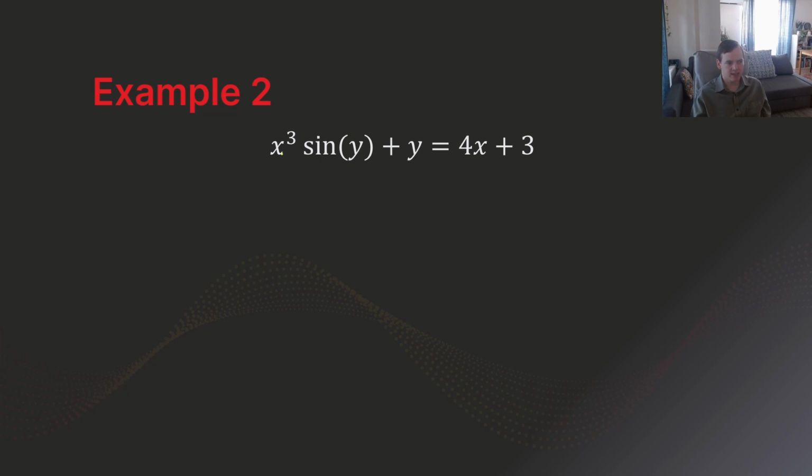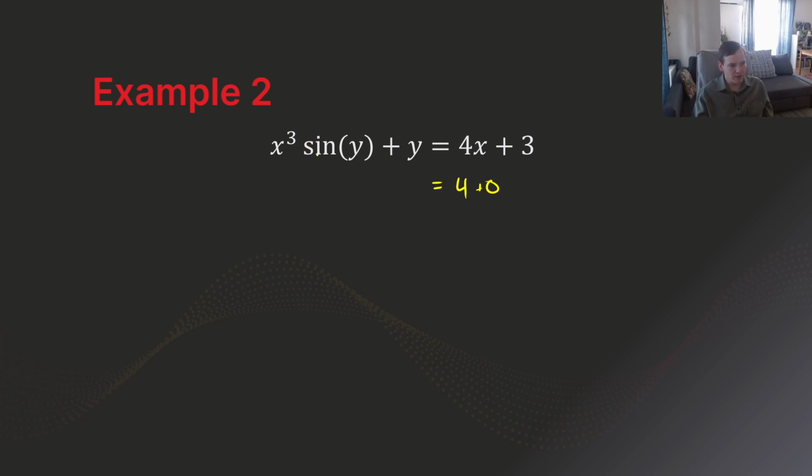All right, as a second example, x cubed sine of y plus y equals 4x plus 3. I'm going to do this one with a little less detail, but I'll still talk through everything that we do on both sides. So first, I'm going to take the derivative of both sides. The right side is easier, so let's just knock that out first. That's going to be 4 plus 0, so it's just 4. I'll write the plus 0 so you can see that I did deal with it.